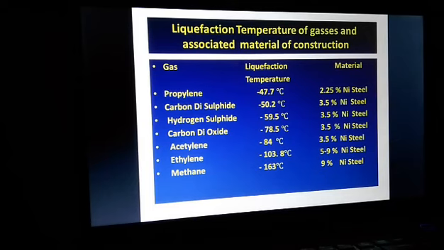Carbon dioxide, minus 78.5 degrees centigrade, 3.5% nickel steel. Acetylene, minus 84 degrees centigrade, 3.5% nickel steel. Ethylene, minus 103.8 degrees centigrade, 5 to 9% nickel steel. Methane, minus 160 degrees centigrade, 9% nickel steel.